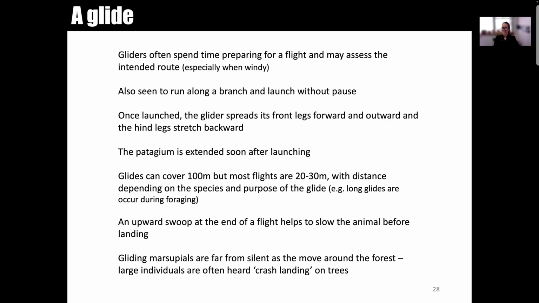Glides can cover up to 100 metres, but most flights are 20 to 30 metres, with variation in distances, obviously depending on the species, but also the purpose of the glide. So you tend to see longer glides when there's locomotion going on in relation to foraging. An upward swoop at the end of the flight helps to slow the animal before landing. And apparently gliding marsupials are far from silent as they move around. So large individuals are often heard crash landing on trees. And with that footage that we were just seeing of a sugar glider, I think we can appreciate how that happens.